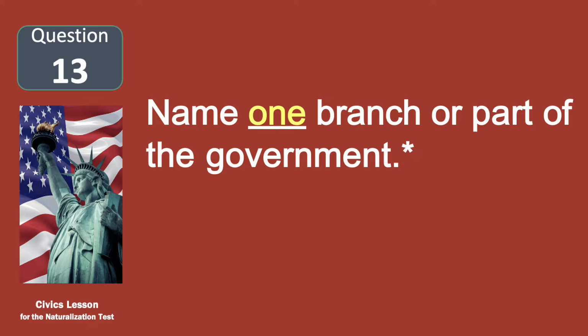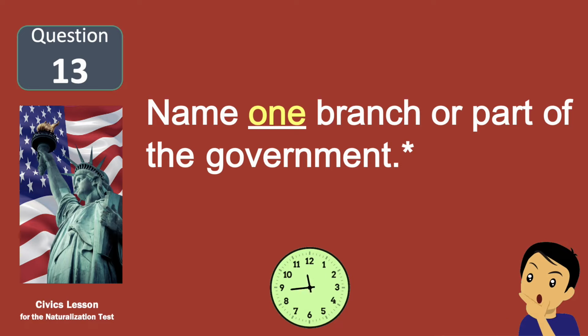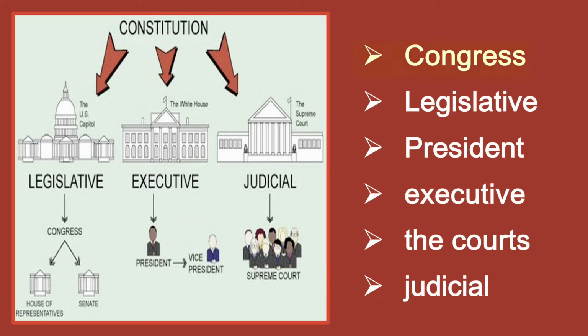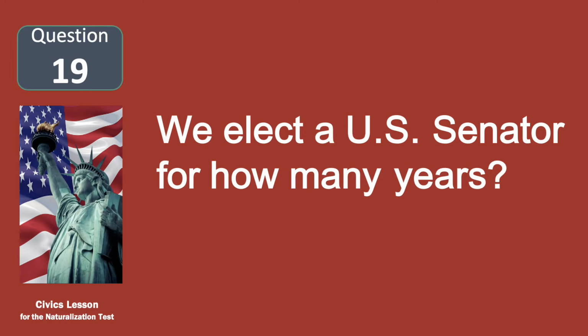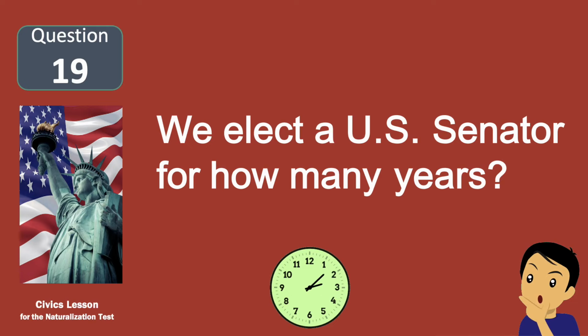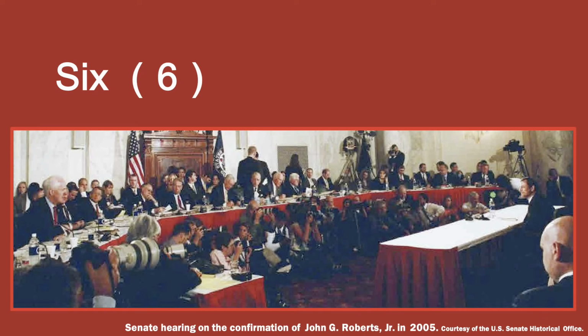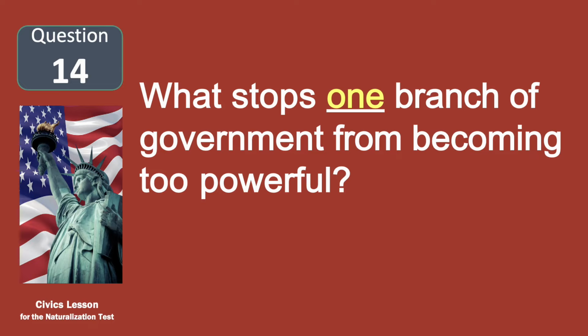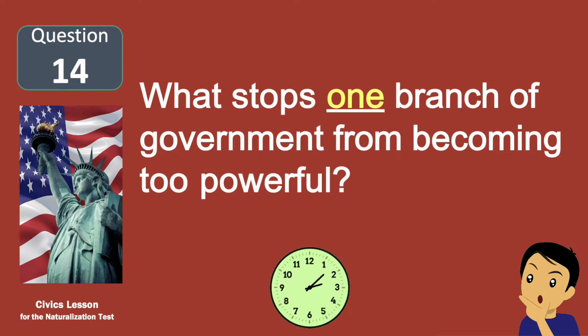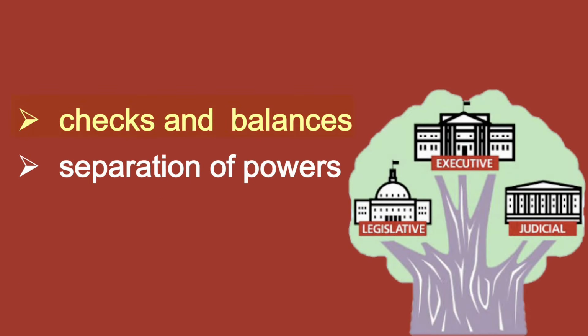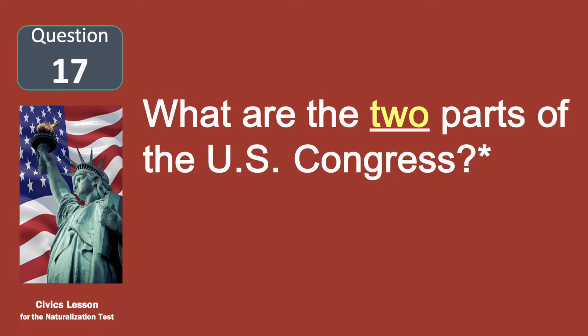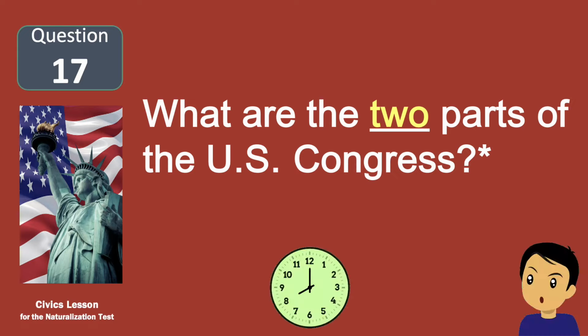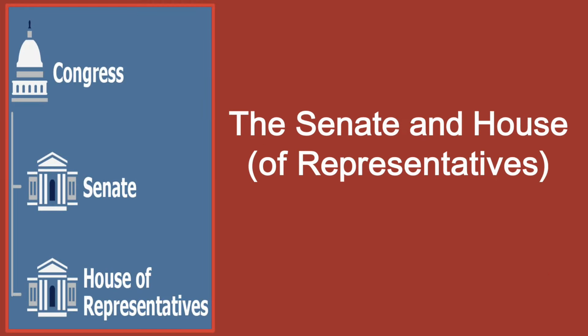Name one branch or part of the government. Congress. We elect a U.S. Senator for how many years? 6. What stops one branch of government from becoming too powerful? Checks and balances. What are the two parts of the U.S. Congress? The Senate and House.